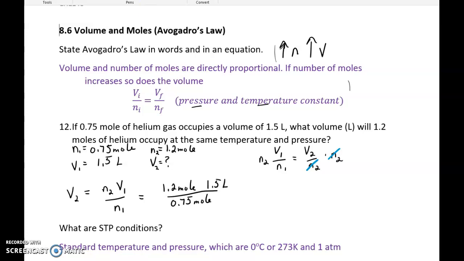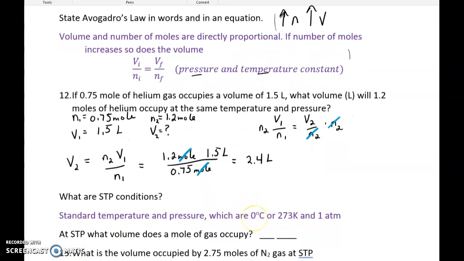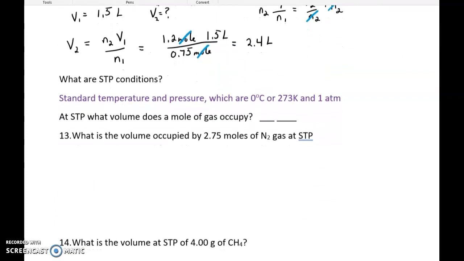If we look at our units first, we'll see that we've got moles on the top and moles on the bottom, so those will cancel, and we'll get our answer, 2.4 liters.